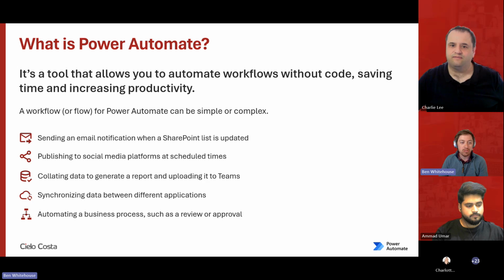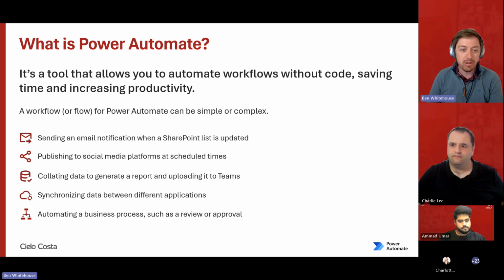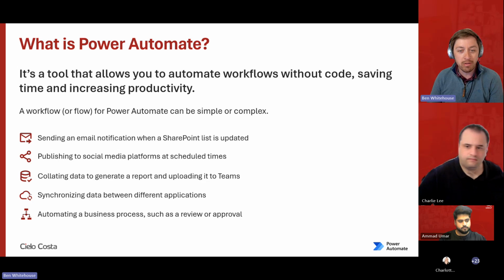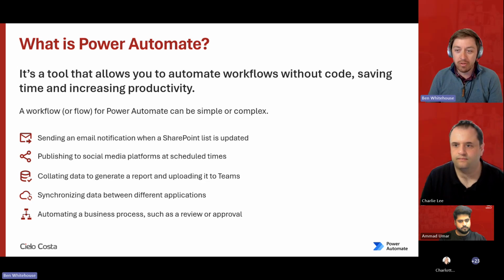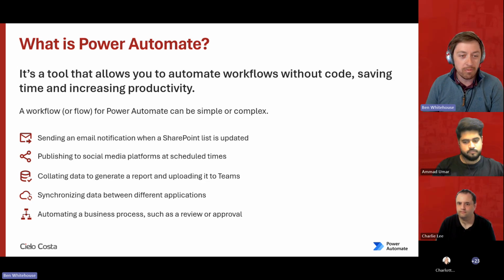What is Power Automate? To summarize in one or two sentences, it's a tool that allows you to automate workflows without code, saving time and increasing productivity. A workflow, or a flow as it's often referred to in Power Automate, can range from being very simple, where the flow performs a single task, to much more complex flows with many actions connecting to many different services.